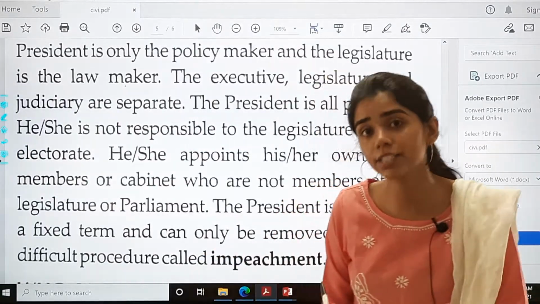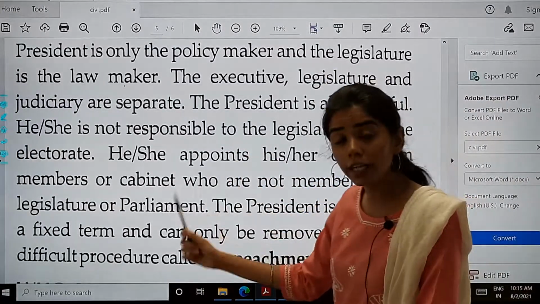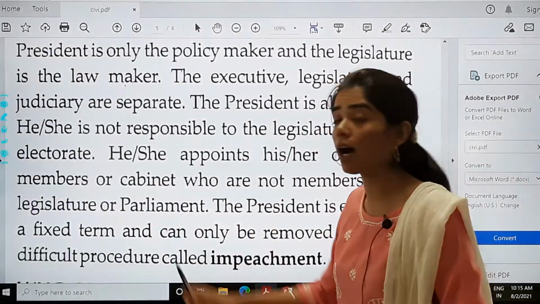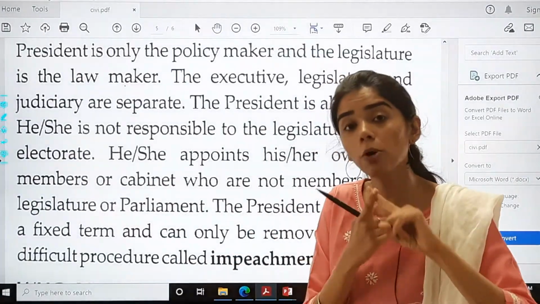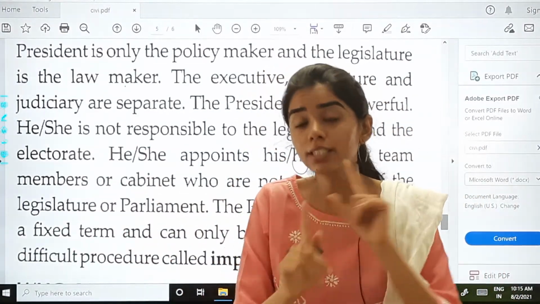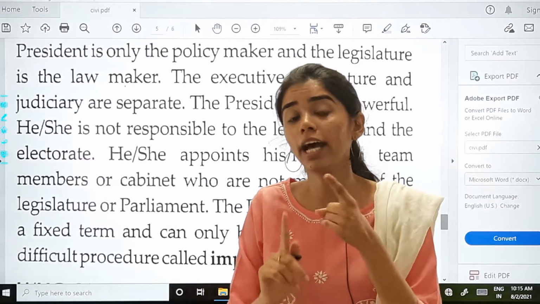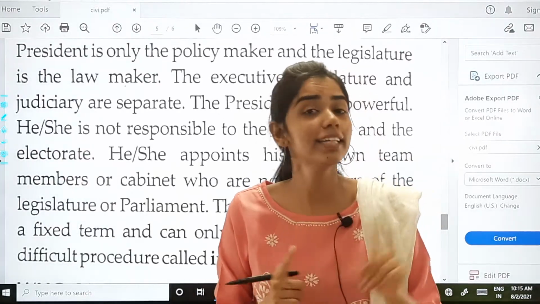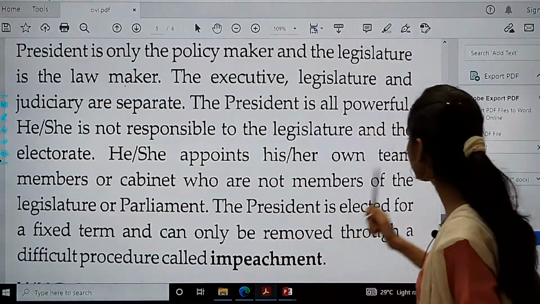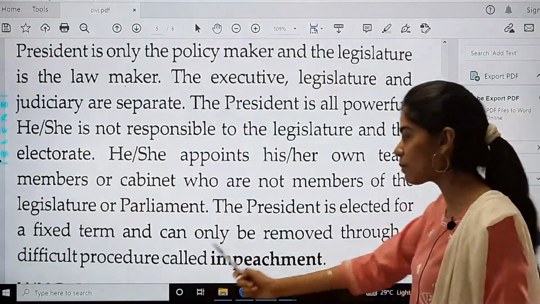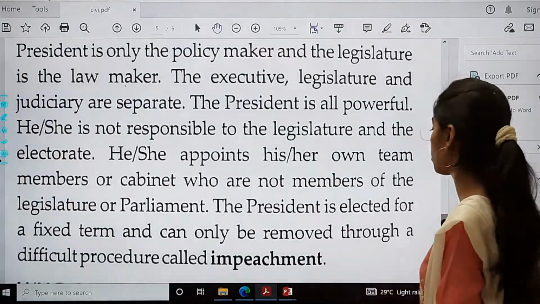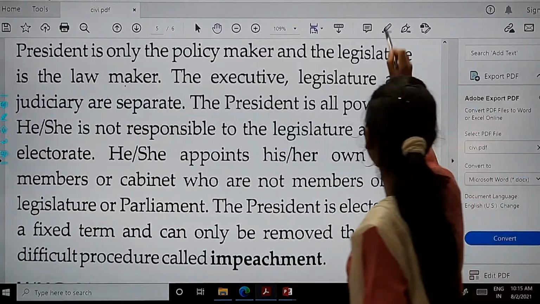वो अपनी एक team बनाता है, अपनी एक members of cabinet बनाता है. Now, those members are not part of the legislature. Okay, वो parliament के part नहीं होते. They are separately formed. President अपनी एक team बनाता है, that is the members, and they are not part of the legislature.